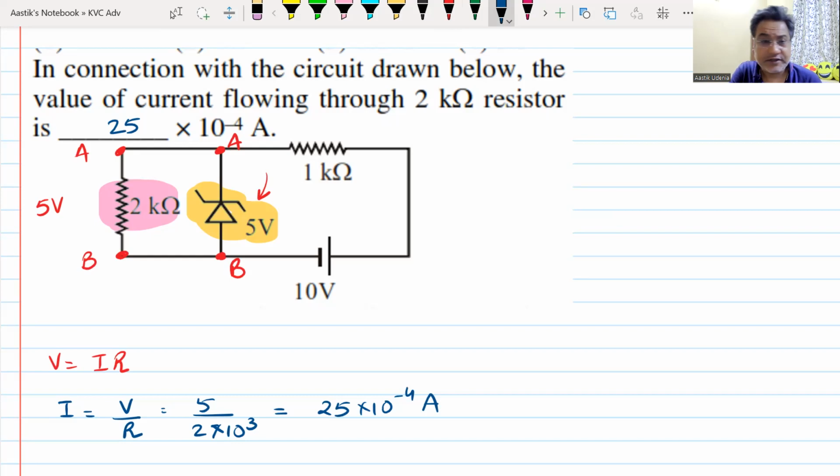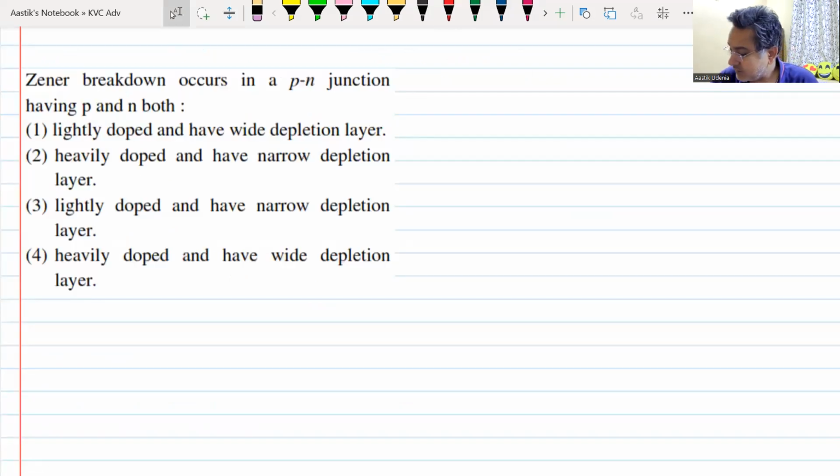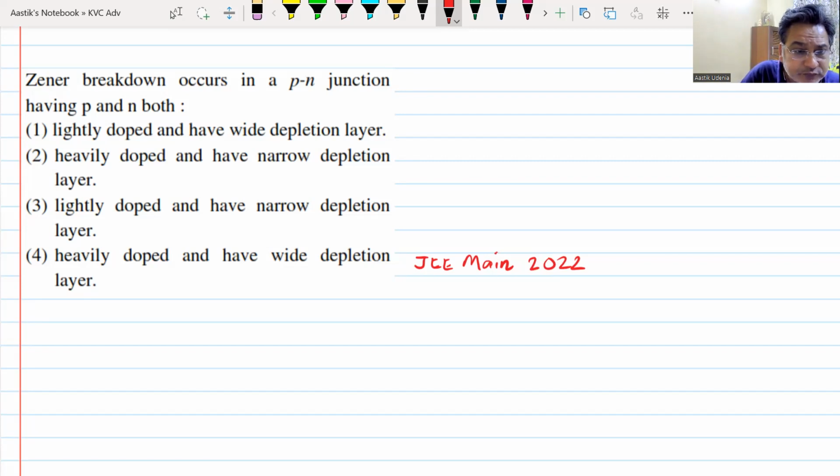Okay. Then again, I'm going to take one more question from the same year, JEE Mains of 2022. And this is more a question based on your information. A Zener breakdown occurs in a PN junction. In which type of PN junction diode, or Zener diode, how is it made? What is the quality? Whether it is lightly doped, whether it is heavily doped, whether it has a wide depletion layer, whether it has a narrow depletion layer. So you must remember this.